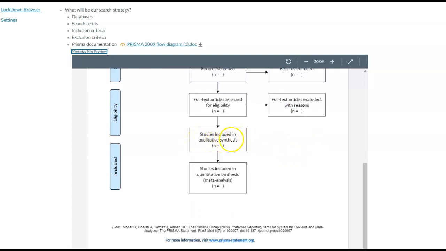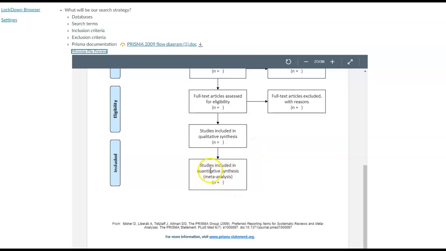Studies included in qualitative synthesis. So these were non-numerical or non-quantitative ones. How many did we have there? And then studies included in, that should say quantitative synthesis. So we would want to know how many we have at the very end. How many did we have at the very end? So out of all of that searching, we had 7 articles that were relevant to our PICOT question. So you're just going to record that. Just put in the numbers. You're going to include this at the end of your paper.